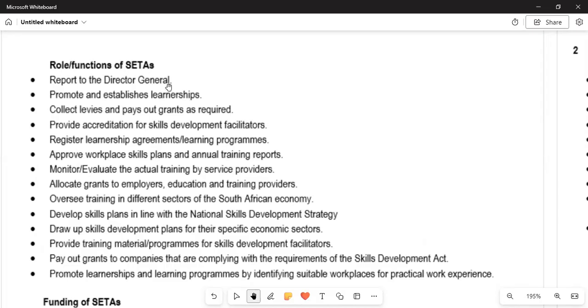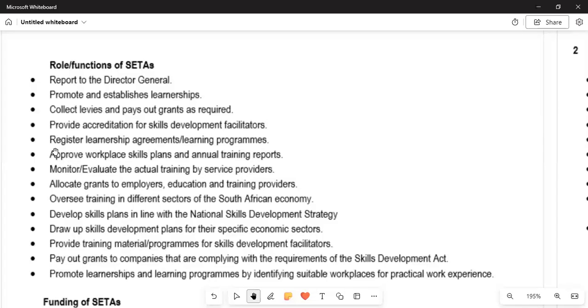So these SETAs also provide the accreditation for skills development facilities. They are the ones who are going to give you the go-ahead for the organization to provide skills and training to employees. So they are the ones. They also register learnership agreements and learning programs. So they are the ones who are going to register the learnerships.